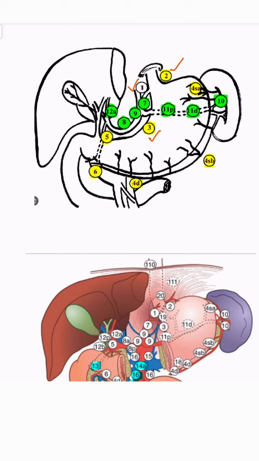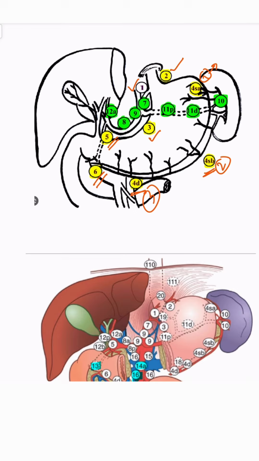Fourth lymph node is divided into three: first, second, and third. The 4SA is along the short gastric artery. The 4SB is along the left gastroepiploic artery, and 4D is along the right gastroepiploic artery. Then the fifth lymph node is the suprapyloric lymph node, and the sixth one is the infrapyloric lymph node. So these lymph nodes from 1 to 6 marked in yellow color are known as perigastric lymph nodes.